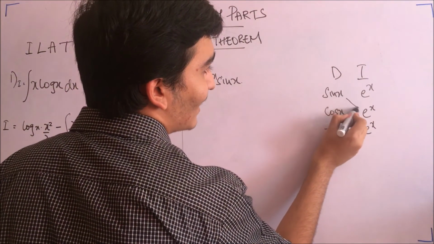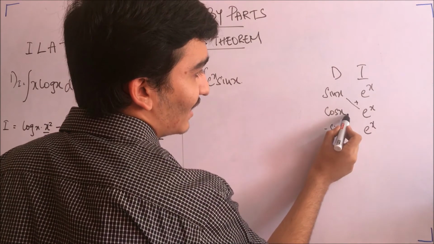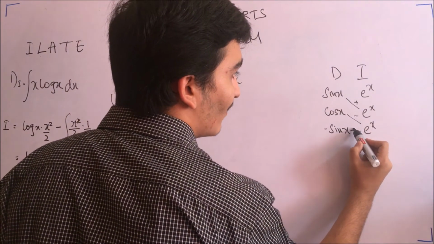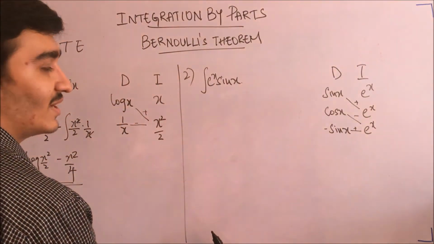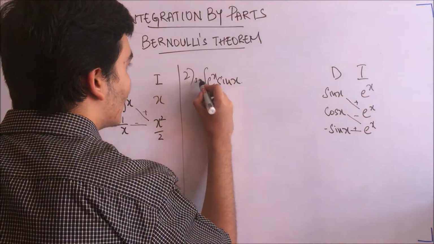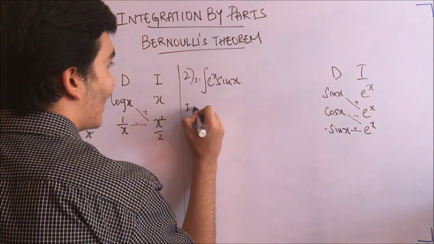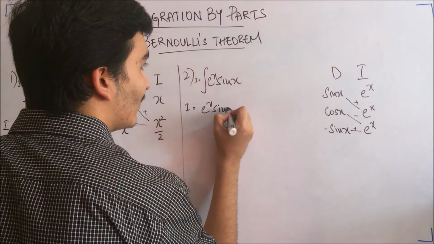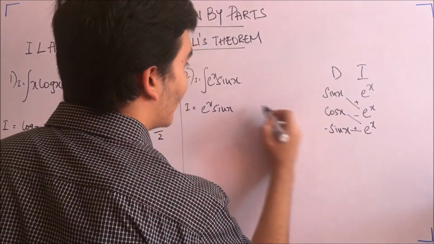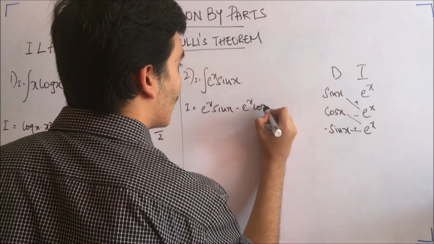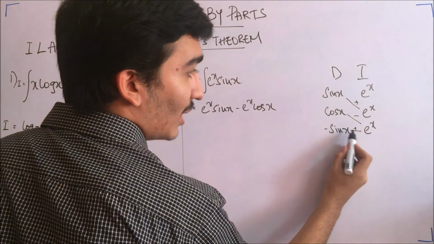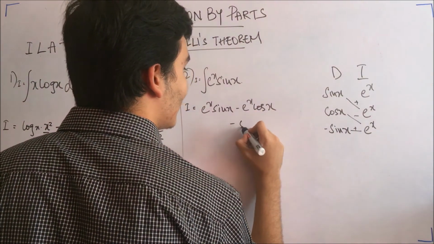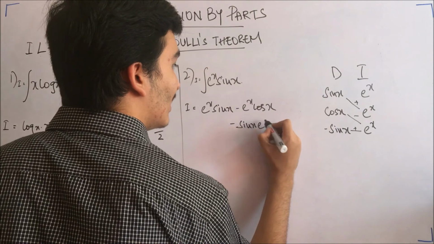Now I multiply the diagonal elements, this with the positive sign, this with a negative sign, and these two horizontal functions with the positive sign, since it's alternate positive and negative. Now if I denote this by I, I can write I as e power x into sine x with a positive sign, minus e power x into cos x, and plus minus sine x into e power x, which is minus sine x into e power x.